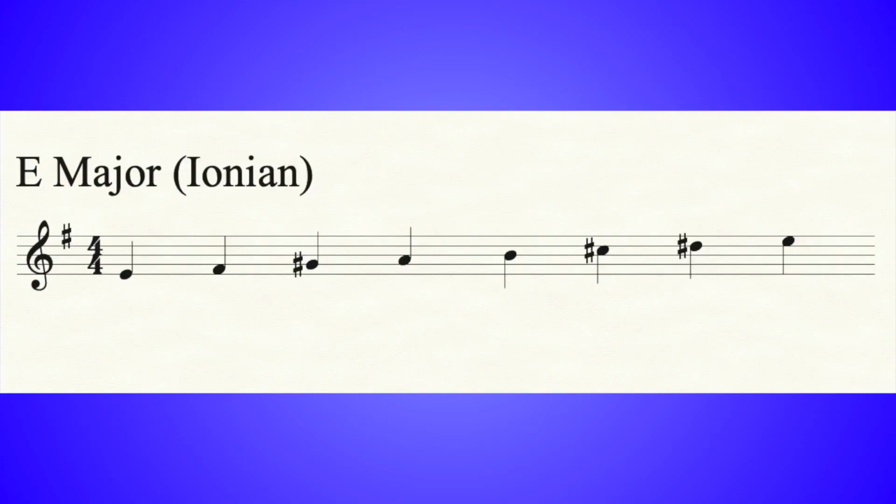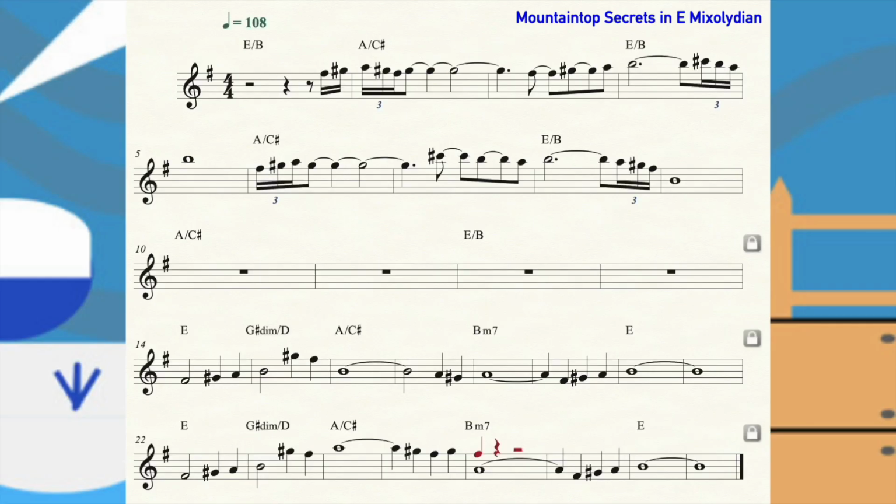The major scale is also referred to as Ionian, and again, that's just the modal name for the major scale. The only note that we need to change to go from Mixolydian to major is the 7th note. Now, the melody of Mountaintop Secrets doesn't contain any 7th degrees as notated here, so all we have to do is change the chords in the second half, and that'll paint us into the major scale.